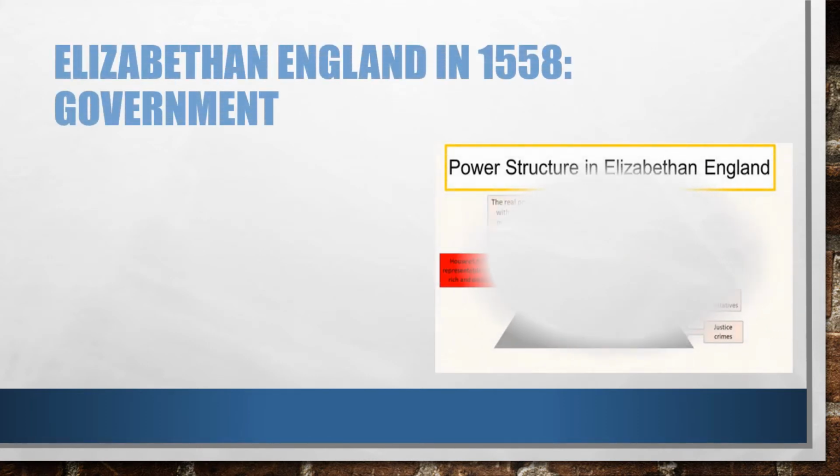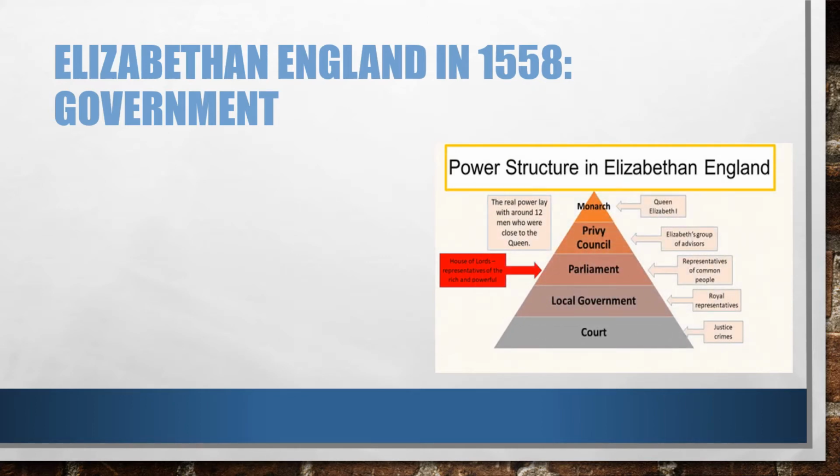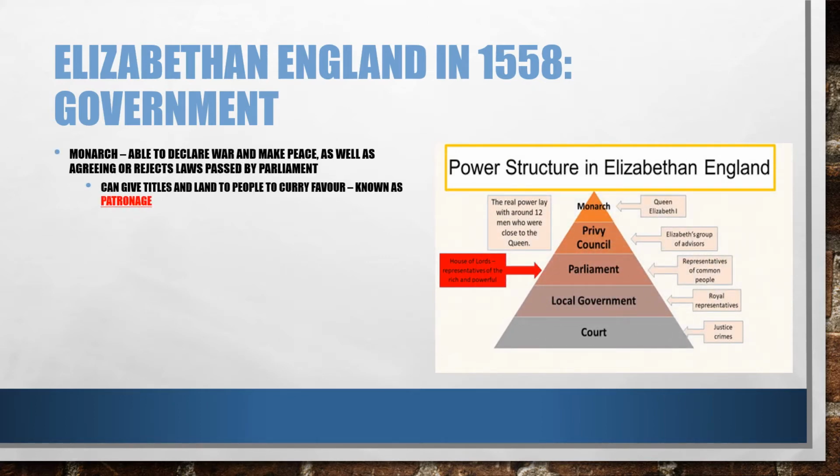In terms of the structure of government, there's a significant power structure, and again, it's based on the idea of a hierarchy. The monarch had powers of being able to declare war and make peace, as well as accepting or rejecting laws that were passed by Parliament. She could also give titles to people and land to people to curry favour, and that was known as patronage. So, for example, everyone within the gentry and nobility were either placed there historically or were given these titles by the sitting monarch.